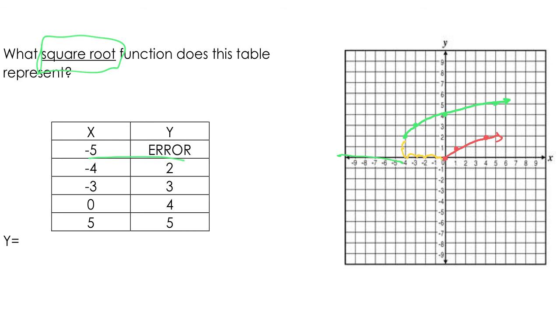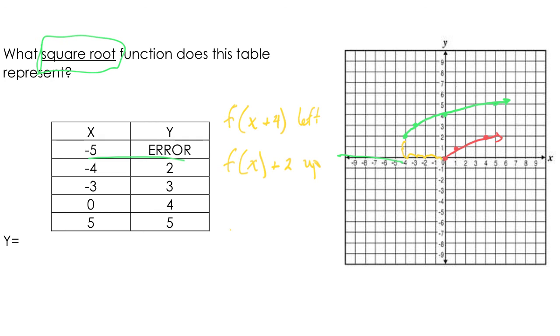Okay, so how do we shift things left? Remember, we need to add on the inside to shift it left. So that's going to make it go left 4. We need to add on the outside to make it go up 2.